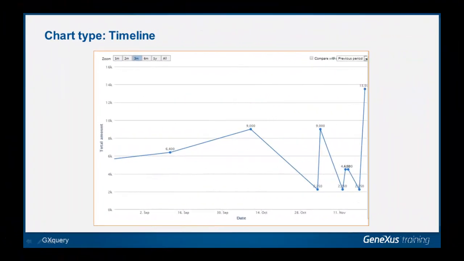Now let's see one more example, this time using the timeline graph type. This type of graph shows data along a timeline and includes functionalities like zooming in or comparing with a previous period. We now want to view the total invoiced per date. So we create a new query called Amounts per Date.